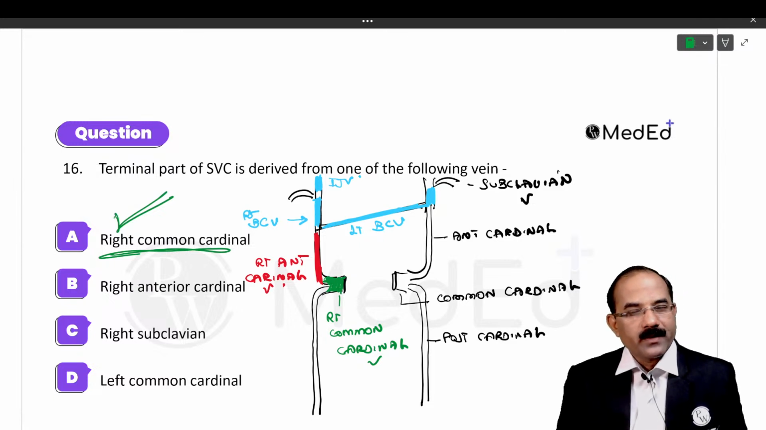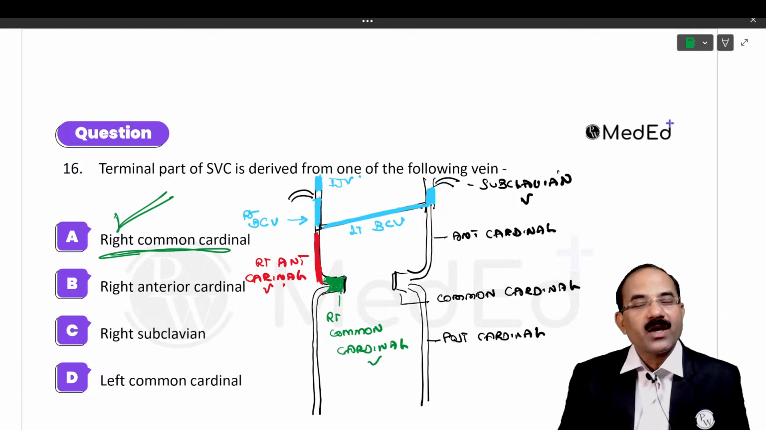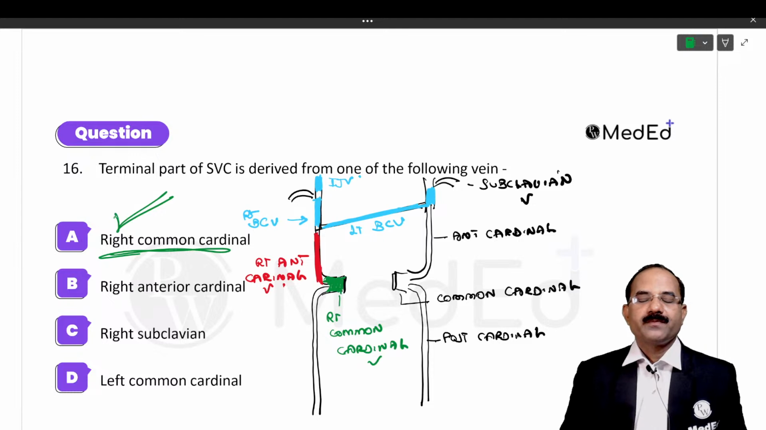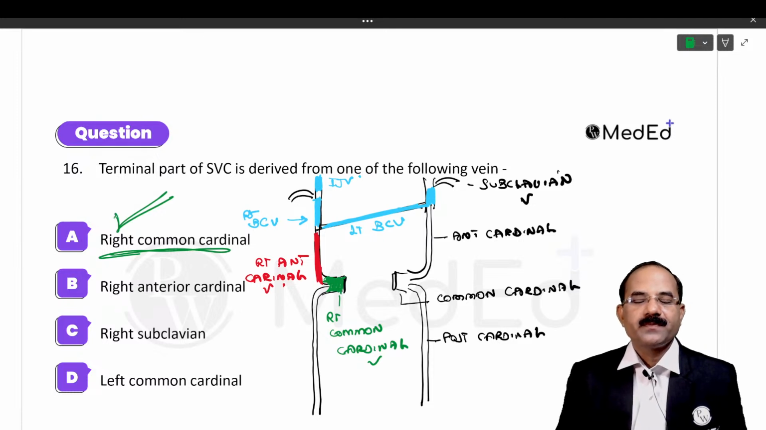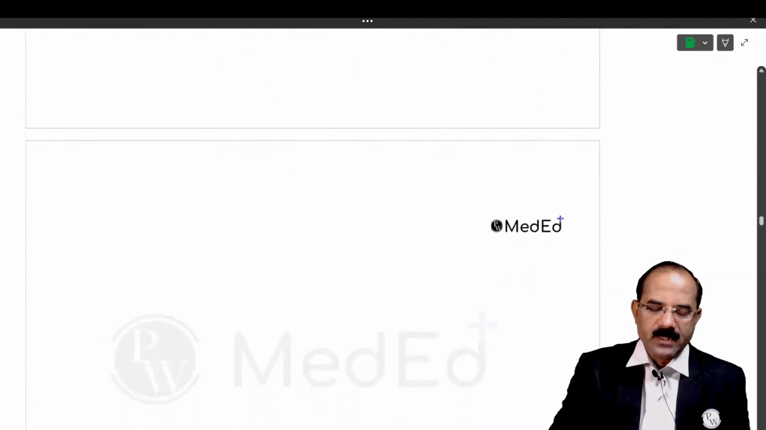तो MCQ क्या है? Terminal part of SVC is derived from. So आंसर क्या होगा इसका? Right common cardinal vein. ठीक है नीरज? If it's not clear, you let me know. Okay, we go to the next MCQ.